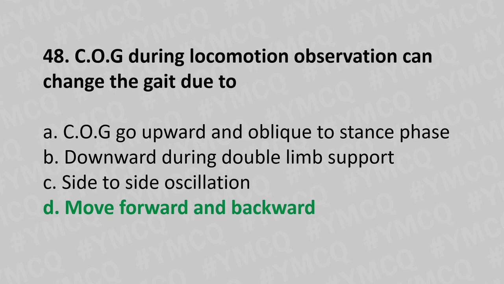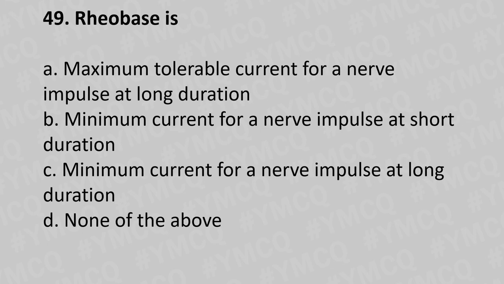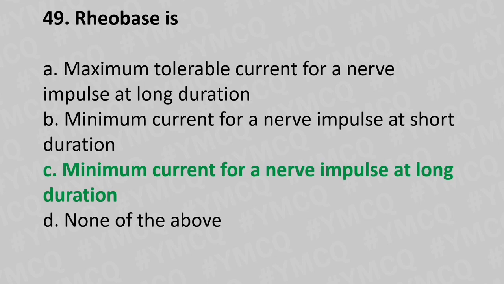Rheobase is option A, maximum tolerable current for a nerve impulse at long duration. Option B, minimum current for a nerve impulse at short duration. Option C, minimum current for nerve impulse at long duration. Option D, none of the above. And the answer is option C, minimum current for a nerve impulse at long duration. Moving to our 50th question.